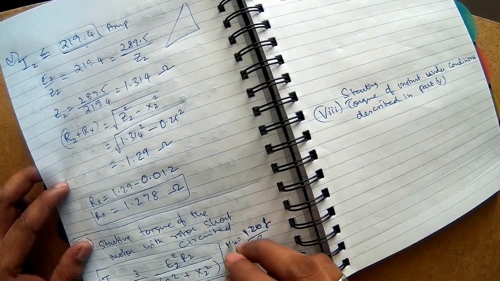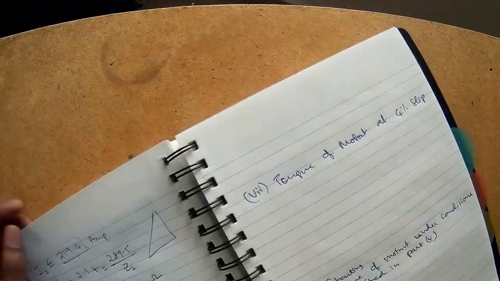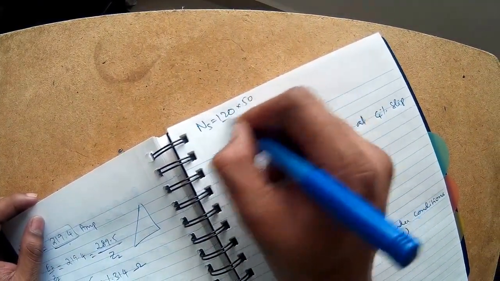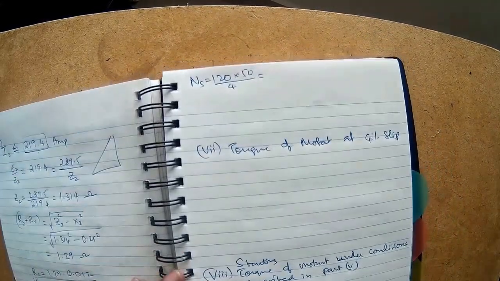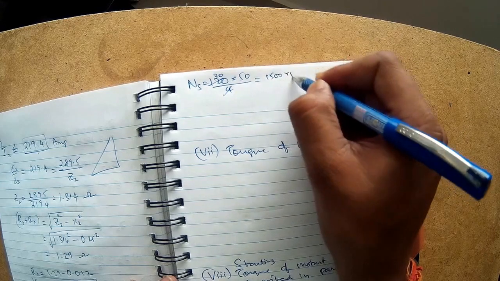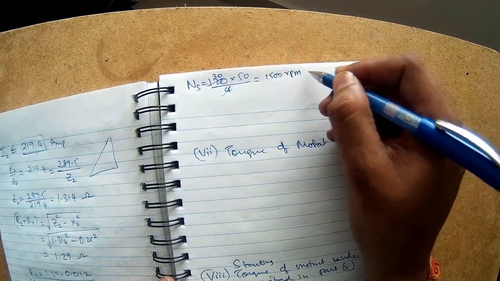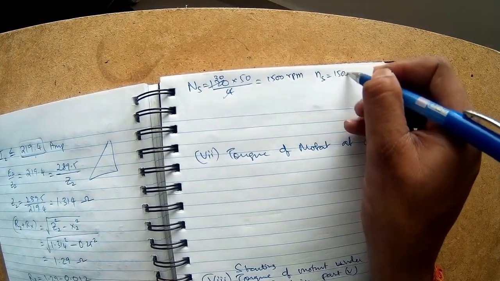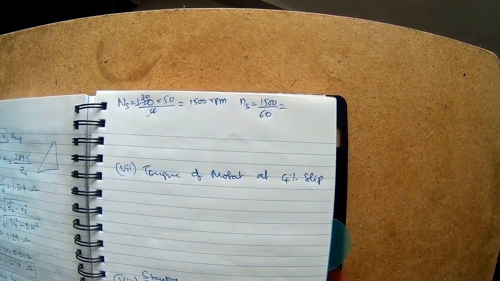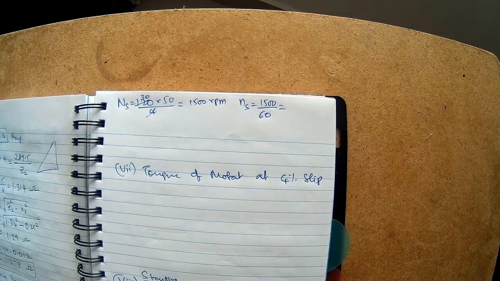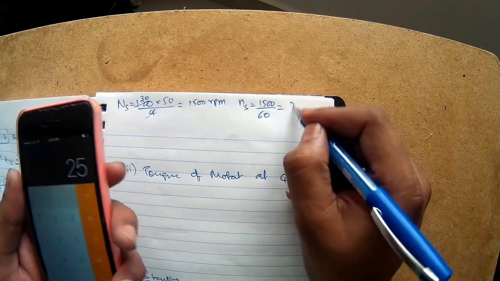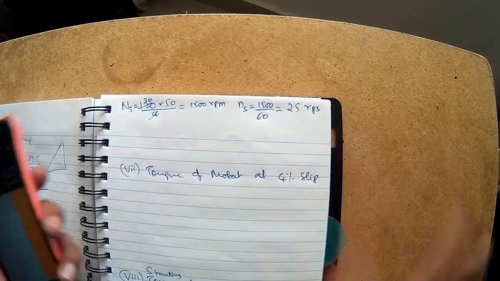So what is the synchronous speed? First let me calculate that. NS is 120 into 50 divided by 4, so this is 1500 revolutions per minute. So what is small ns? It is nothing but 1500 divided by 60. So I am getting 25 revolutions per second. So this is one part.